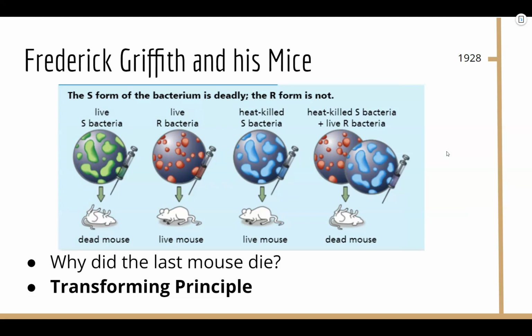But then he did something interesting. He took the safe dead bacteria and the safe live bacteria, the R bacteria. He mixed them together, and the mouse died. So something happened when he mixed these two safe ones, and it still killed the mouse. The mouse still got pneumonia. Why do you think that this mouse died?